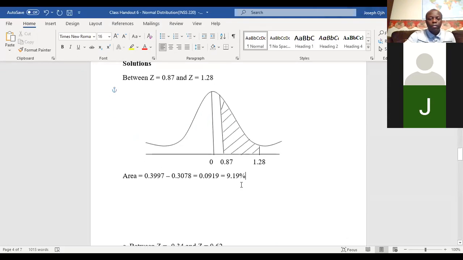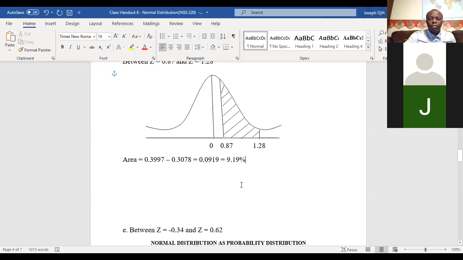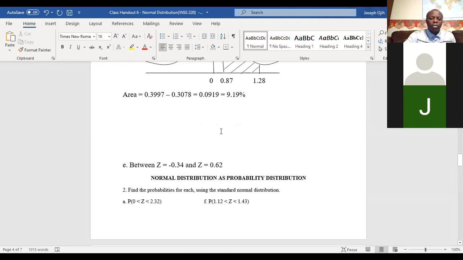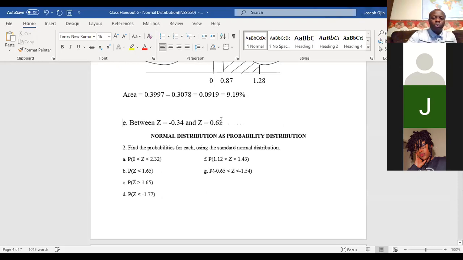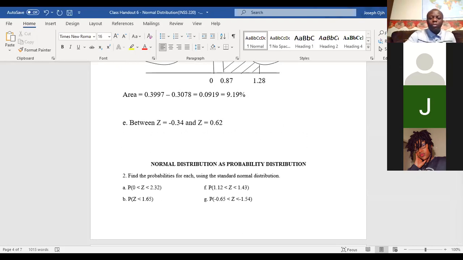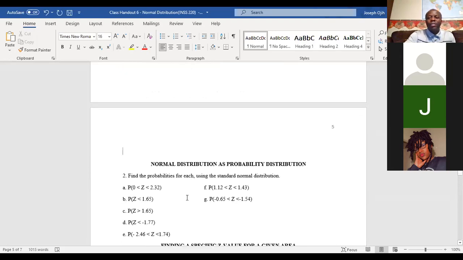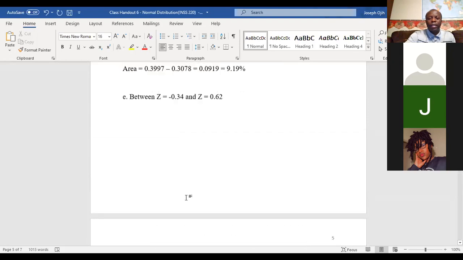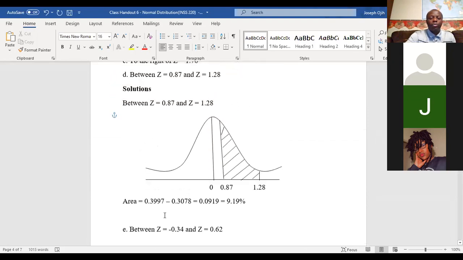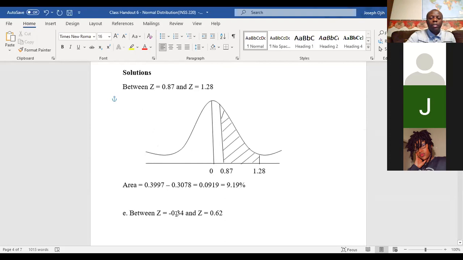Questions? No. Okay, very good. So now another way is to do this. Another way they ask questions about this is as if it is a probability question. Instead of asking you to find the area between 0.87 and 1.28, they can ask the question this way. They can say, find the probability of 0.87.